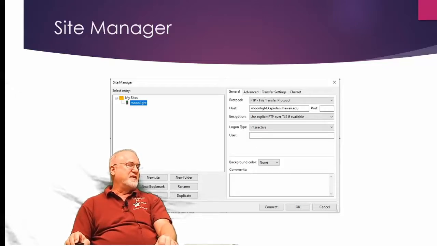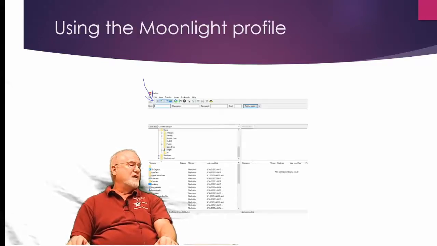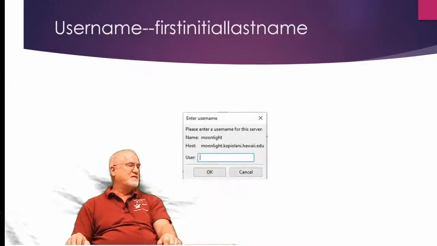You see that little button on the left side, new site, and you're going to create something that looks like on the right here. You're going to use file transfer protocol, again, Moonlight, Kapiolani. You can leave the ports empty. You're going to use explicit FTP over TLS if available, and then we'll make it interactive. Okay, you do that right there. That's how you create that profile.